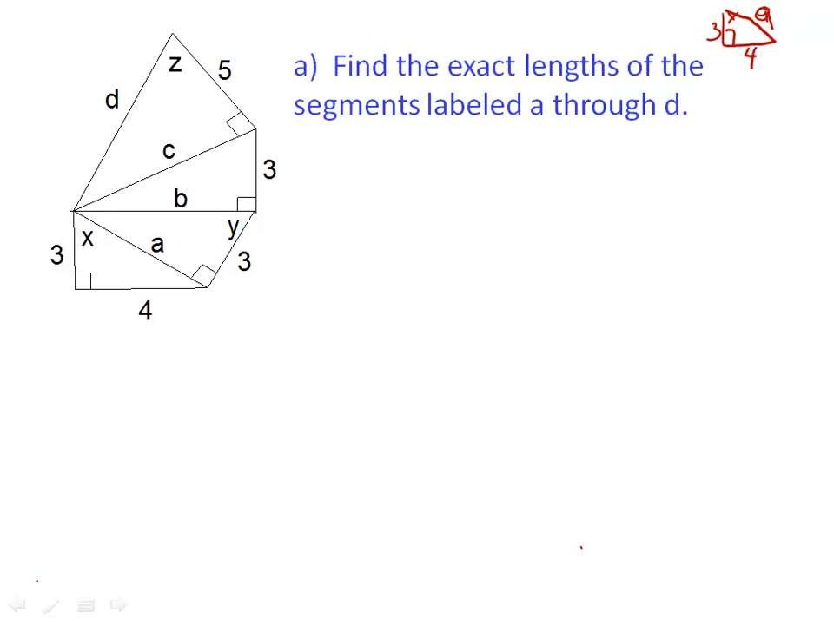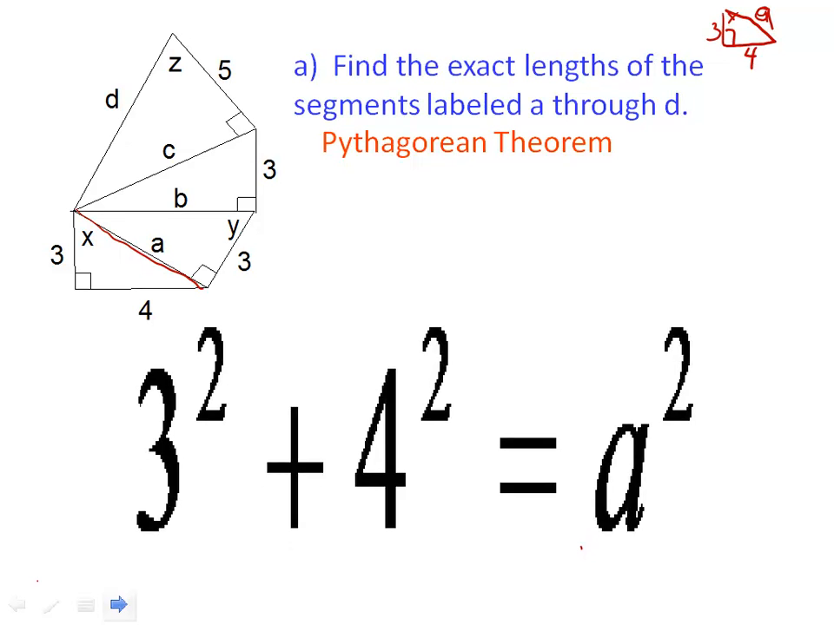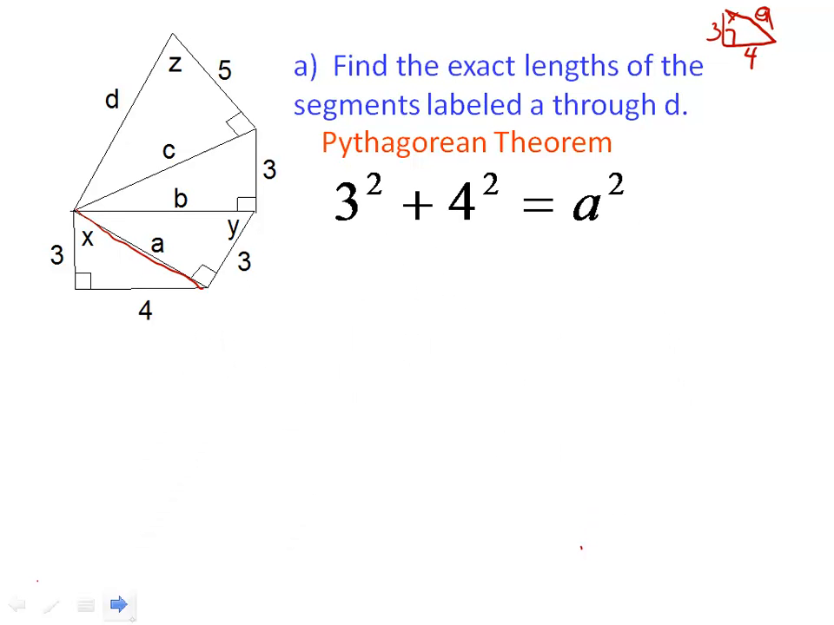Alright, and we're going to find this length right here. And how do you do that? Well, the easiest way would probably be to use the Pythagorean theorem here. We have the 2 legs of the right triangle. They're 3 and 4. So 3 squared plus 4 squared equals A squared. 3 squared is 9, 4 squared is 16. 25 equals A squared. Square root of 25, and we happen to be able to get an exact integer value, which is 5. So A equals 5. Alright?